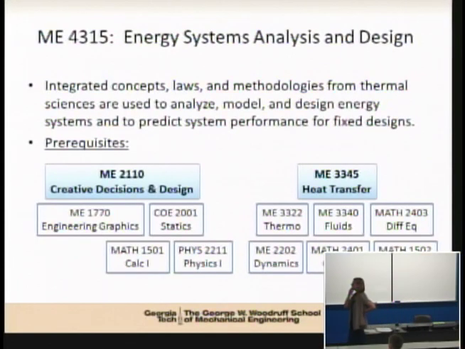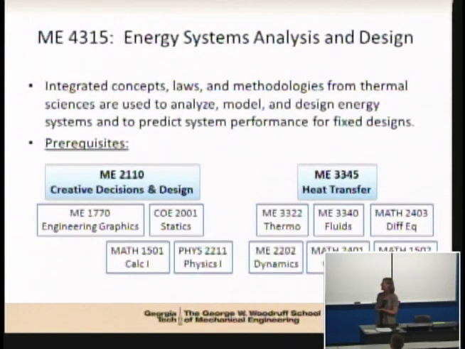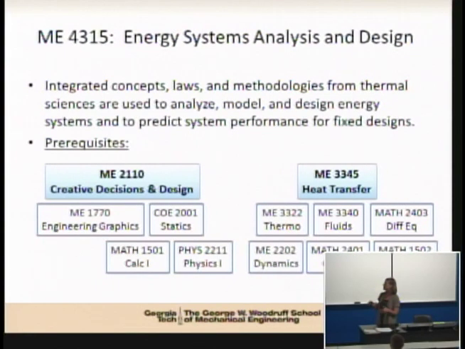First, I'll just give you the basics for the required course. In the required course, you basically get an overview of concepts, laws, and methodologies from the thermal sciences in order to analyze, model, and design energy systems. So it's sort of a general energy systems design class. And the prerequisites I've shown visually here basically include those core courses, as I said before, the thermal fluids and heat transfer. And then what I've shown below is the subset of courses that are required in order to meet the sub-prerequisites required for those particular courses.